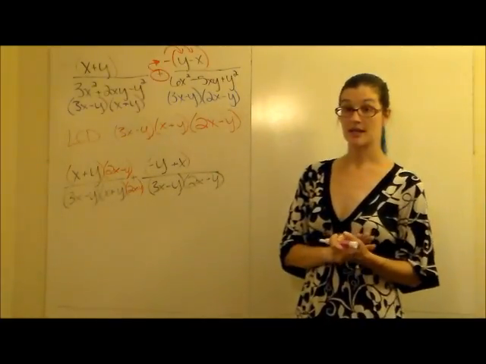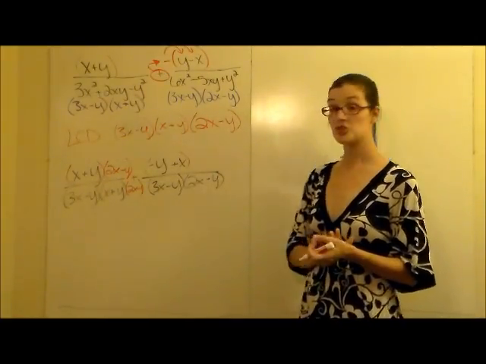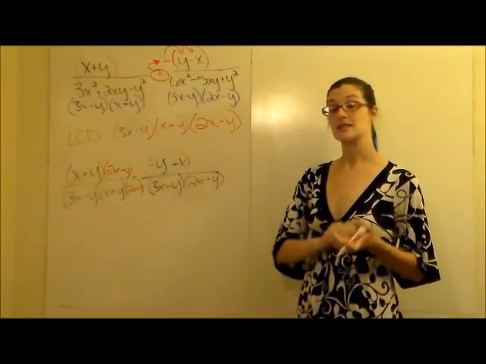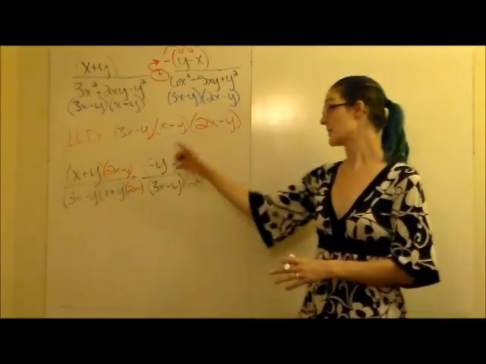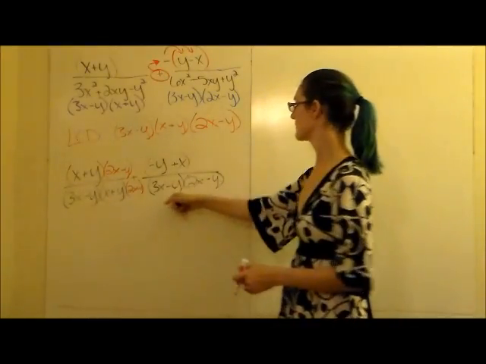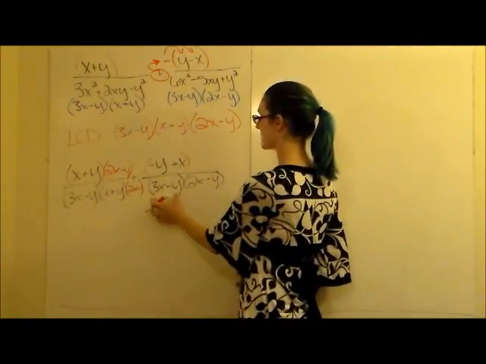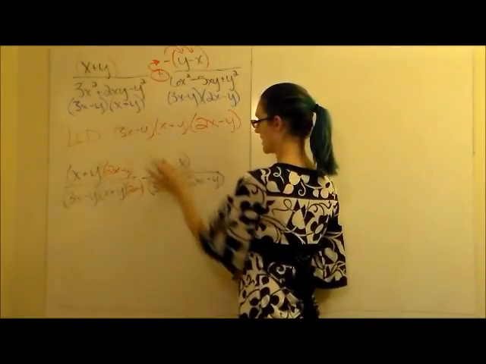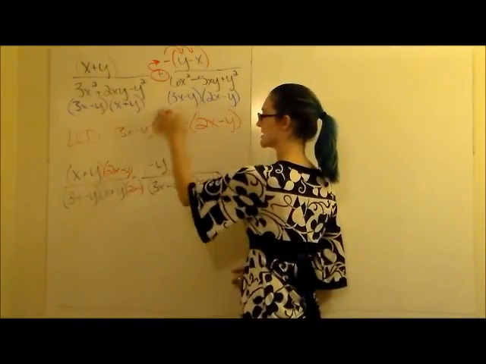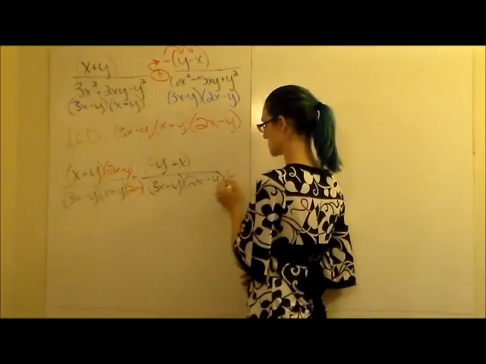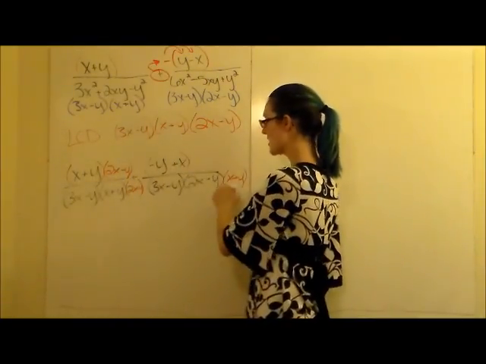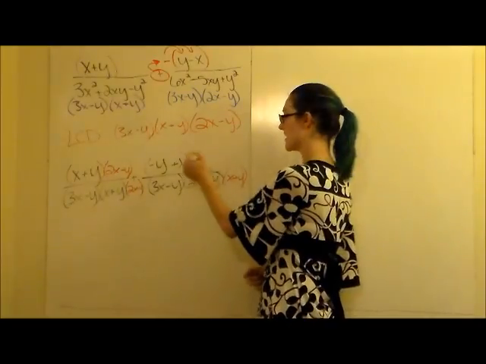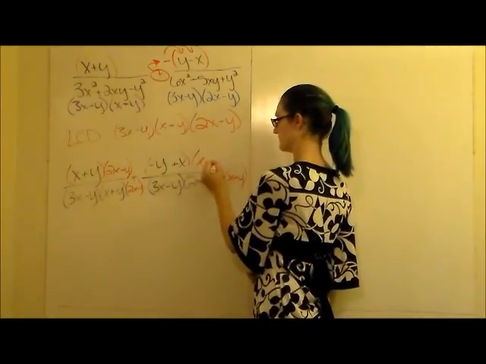Trying to get that denominator to be the same. So I'm not going to reduce it until the very, very end. Reducing is going to be my very last step. I'm undoing reducing at this moment. Looking at the second fraction, I have a 3x minus y and I have a 2x minus y. I'm missing that x plus y, so I'm going to multiply that into the denominator, so I have my entire LCD. What I do to one side, I must do to the other.